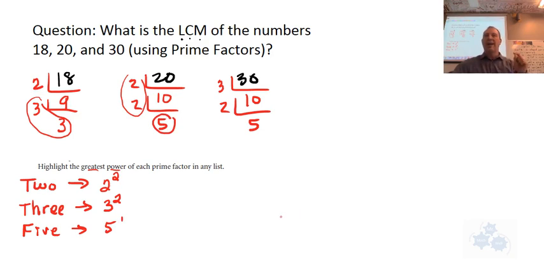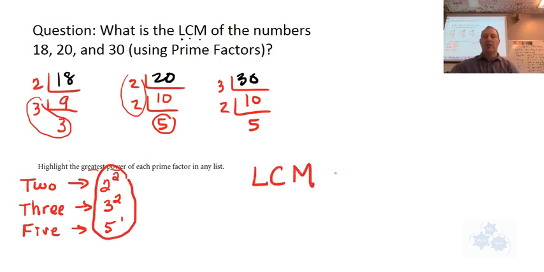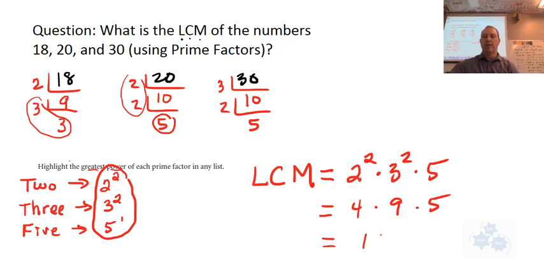So you want to highlight or write down the greatest power of each prime factor that's in any of the lists. And this is what we have. So guess what? When we multiply these together, that gives us the lowest common multiple. So this is 4 times 9 times 5. And what's that going to be? 180. When you multiply those three, you get 180.